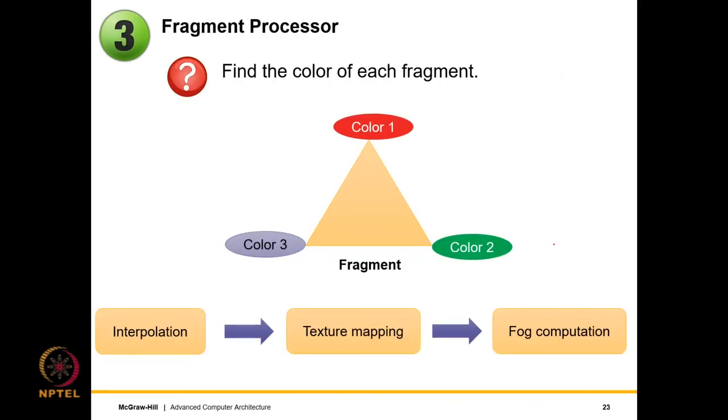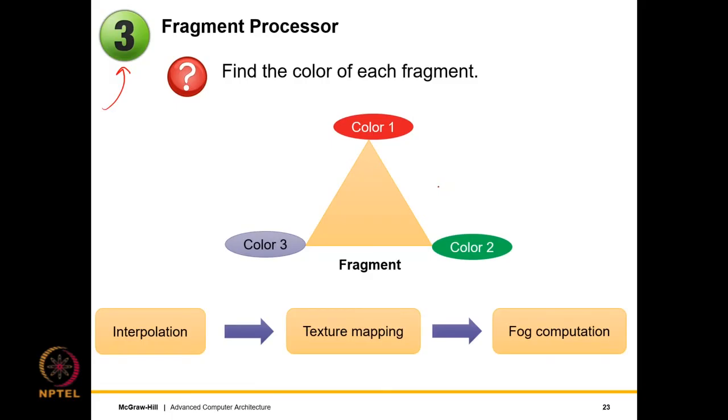Next we come to the third stage, which is known as the fragment processor. What the fragment processor takes from the previous stage, which is the rasterizer, is basically a set of triangles in pixel format. But the triangles are not fully developed. So there is a need to develop the triangles, in the sense map them to the final scene.